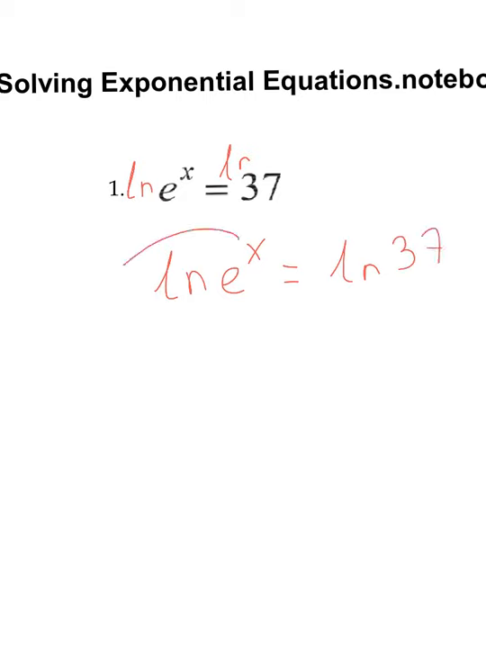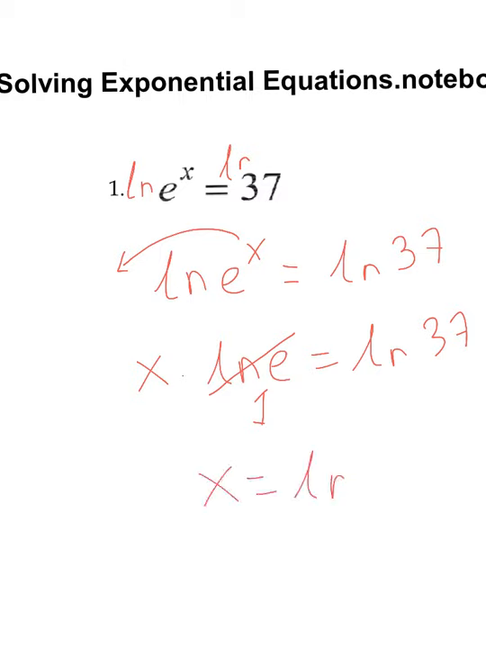Now the power rule says x goes in the front, so I get x times ln e is equal to ln 37. Now you could divide both sides by ln e, okay, but believe me, this is equal to 1 by definition. We talked about this. So you get x times 1, which is x. So you get x is equal to ln 37. Okay. Now what is the answer? You have to use a calculator. So if you type ln 37, your answer is about 3.6. So x is equal to 3.6.